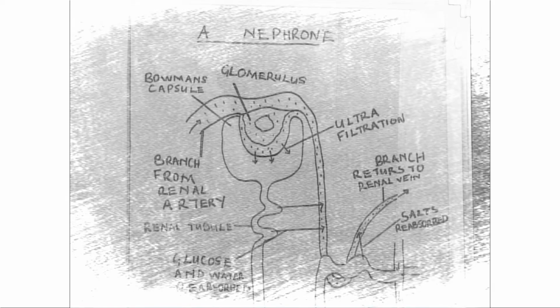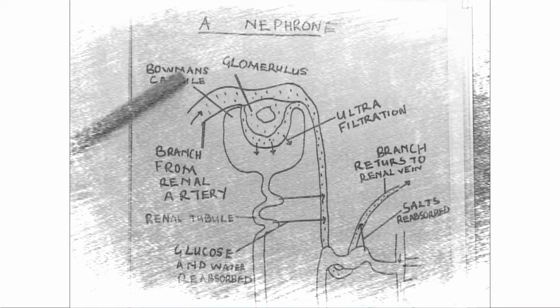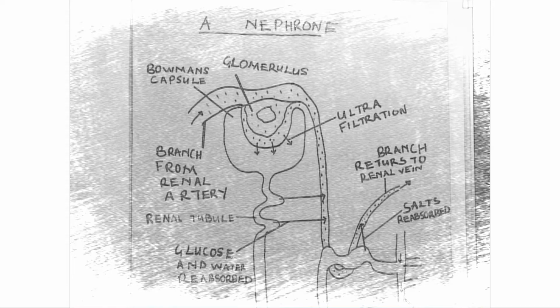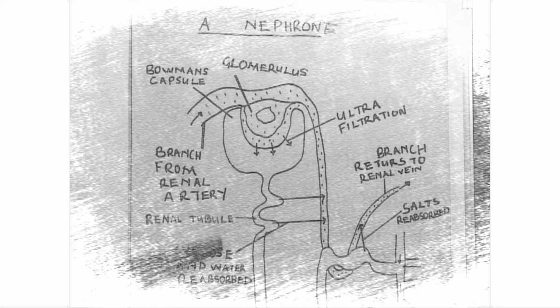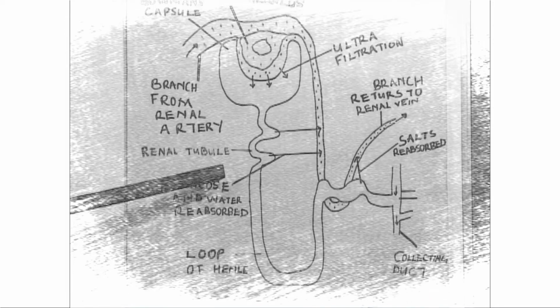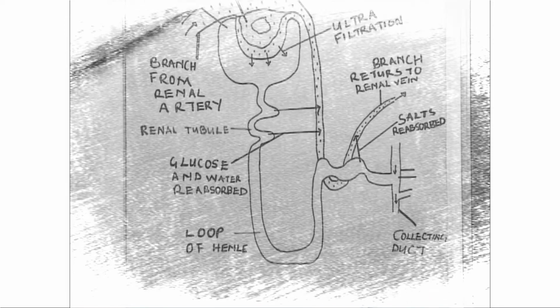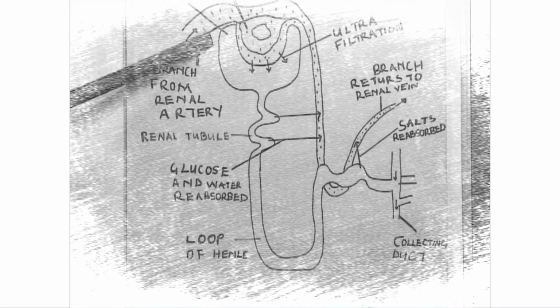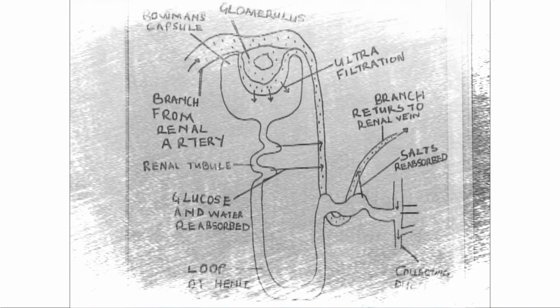Now for urine to be formed in the kidneys, we have tubes in the kidneys which we call nephrons. So this is an example of a nephron. So these nephrons are many in the kidneys. But for ease of explanation, we have just drawn one. So this is one of the nephrons found in the kidneys.